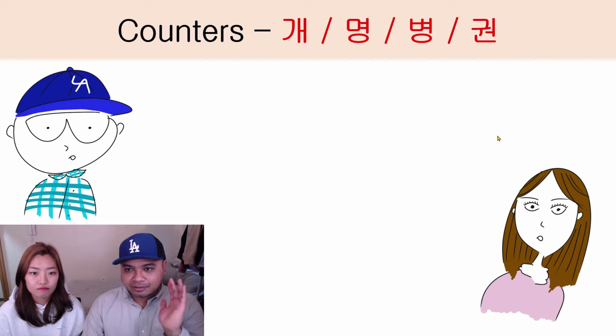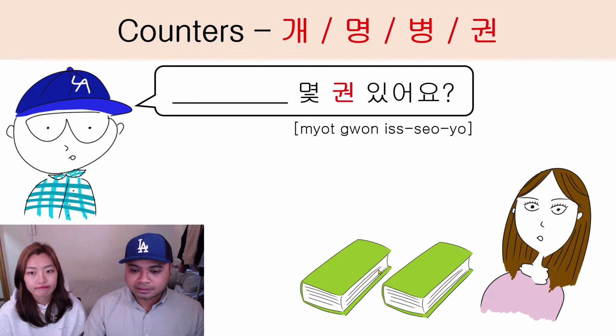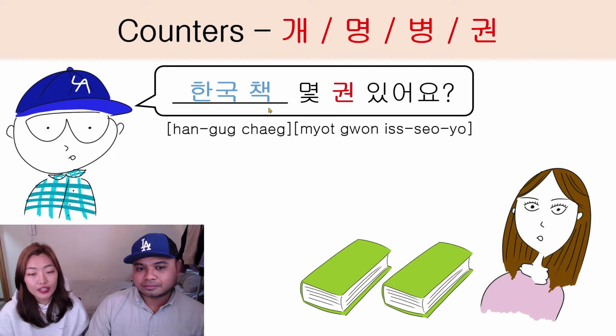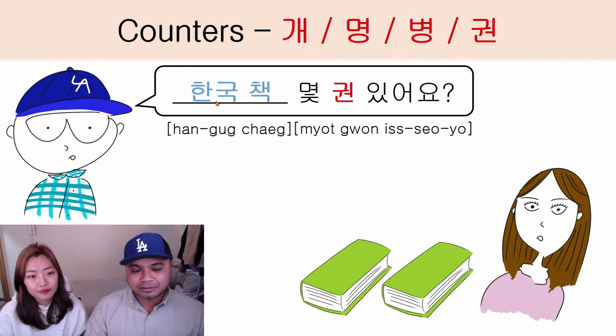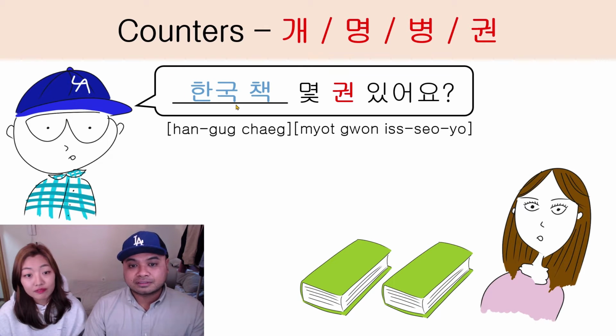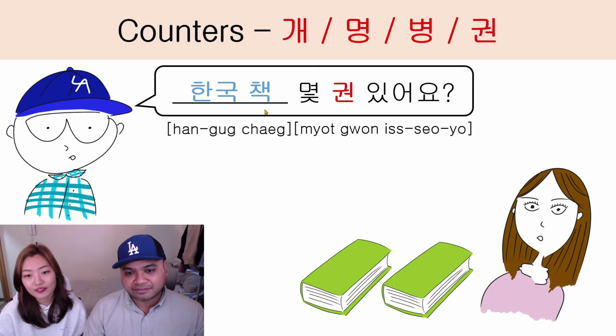And then, for our last counter today, we're going to talk about books, 권. So, the counter for books is 권. 한국 책 몇 권 있어요? 한국 책 몇 권 있어요? So this means how many Korean books do you have? 한국 means Korea, 책 means book, so this means Korean book. And this question is asking, how many Korean books do you have?